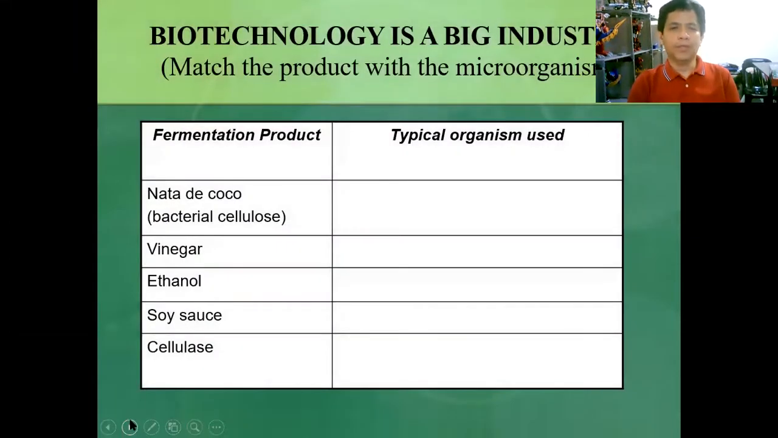Okay, so sa board exam, you need to remember what bacteria or microorganism is used to produce the following product. So for example, nata de coco, ano ba yung ginagamit na organism? Vinegar. So, halimbawa, vinegar is Acetobacter aceti, ethanol, Saccharomyces cerevisiae, soy sauce, so it's the soje, the bacteria, cellulase, Trichoderma rizae. So you need to remember the organism that produces these biochemical products.